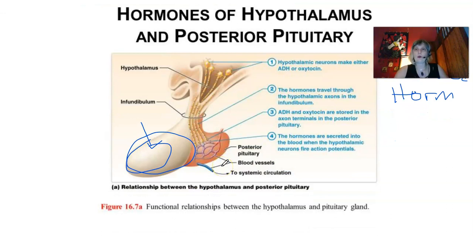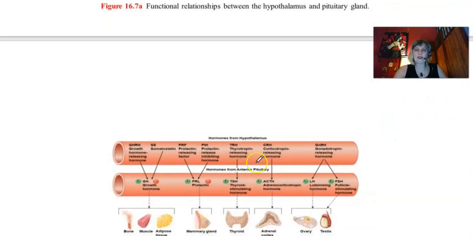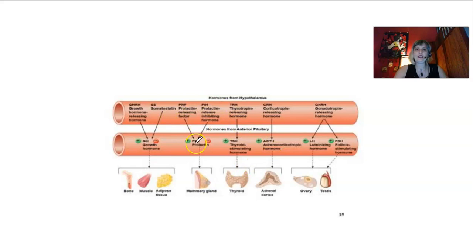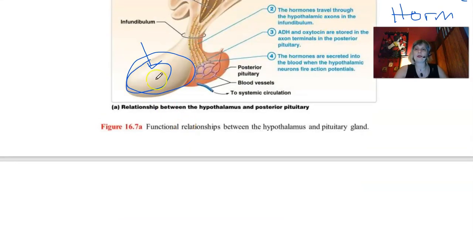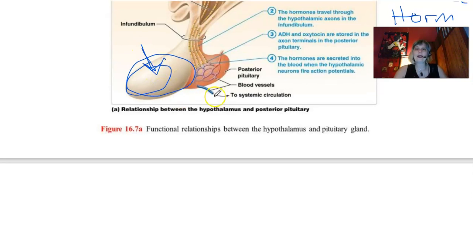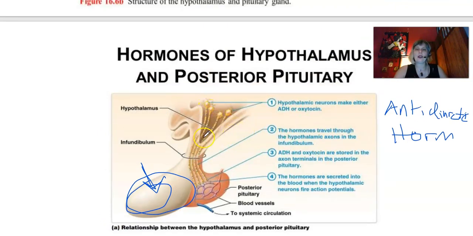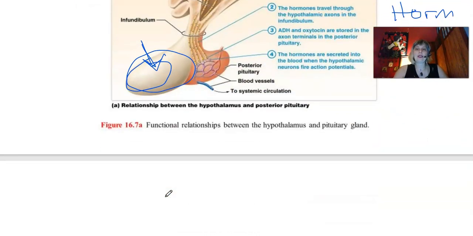Okay, so we move on to the next topic, which is the anterior pituitary hormones influenced by the hypothalamus. So the anterior pituitary, located anteriorly, has nothing to do with neural tissue. It is purely going to make, or synthesize, the hormones and then release them.